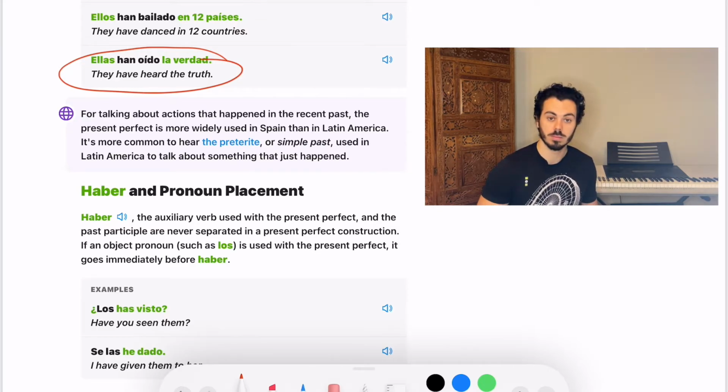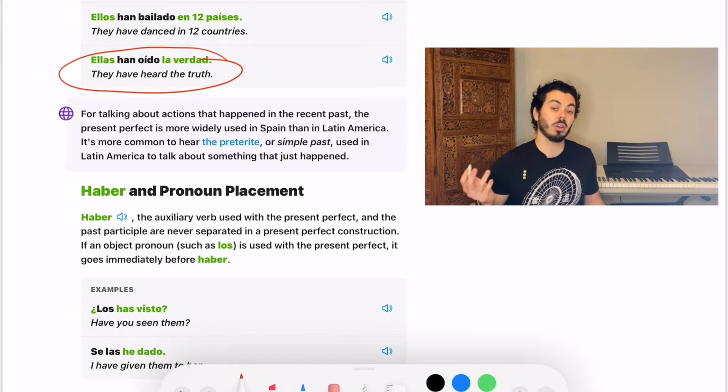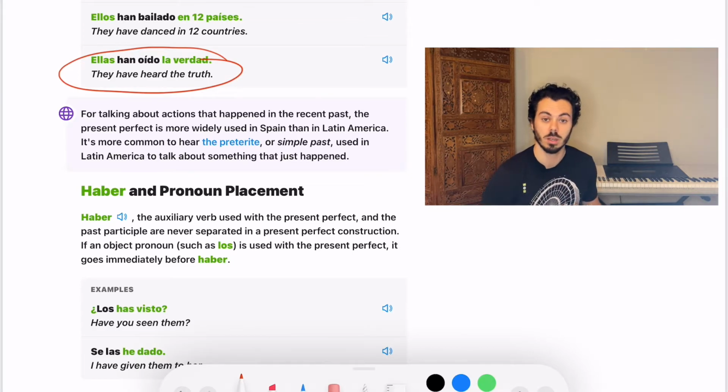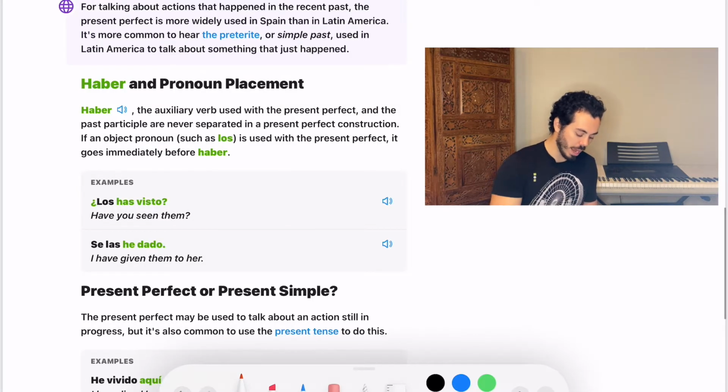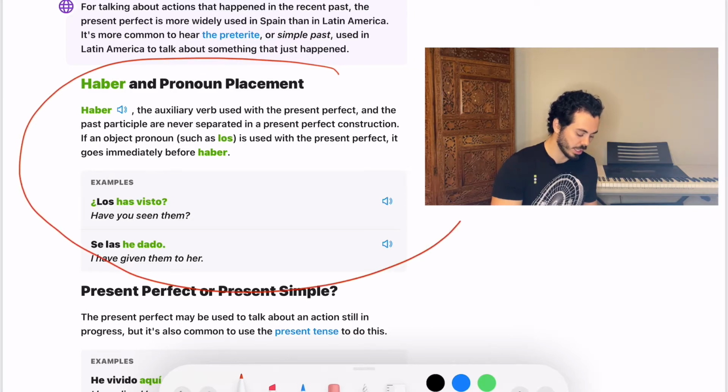Lo oyeron. ¿Cuándo? No lo sé. I don't know when they heard it. They heard it maybe last week, maybe a year ago, maybe 5 years ago, maybe 100 centuries ago. But ellas han oído la verdad, they just heard it. So here we have a little bit more of stuff that you can see that is going to help you.